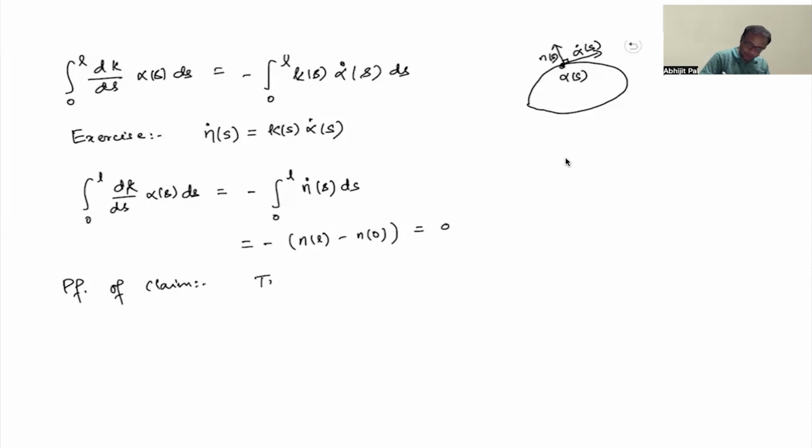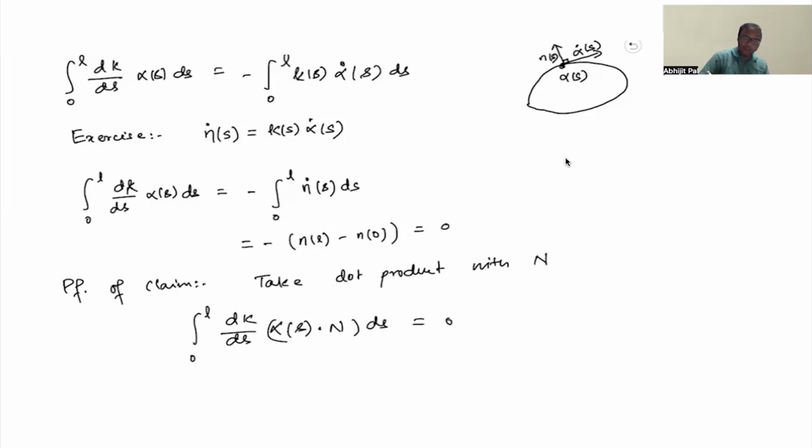Now to prove the claim, take the dot product with the constant vector n. Therefore, this integral is equal to 0.